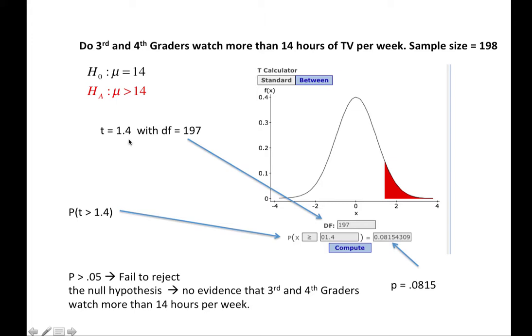We saw in the previous video that the calculated t statistic was 1.4. And using the t calculator, that turns out to have a probability of 0.08-ish. Since 0.08 is bigger than the critical value of alpha equal to 0.05, we fail to reject the null hypothesis. We do not reject the null hypothesis. So there's no evidence that third and fourth graders watch more than 14 hours of TV per week.